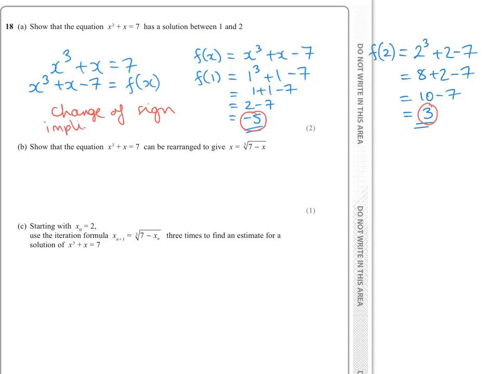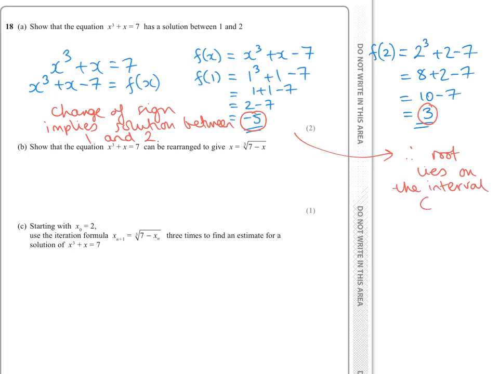So a change of sign implies a solution between 1 and 2. There are other mathematical ways of writing that, but that's fine to write this for now. You can say, so I may as well say it, and therefore the root lies on the interval 1, 2. So you can do that.